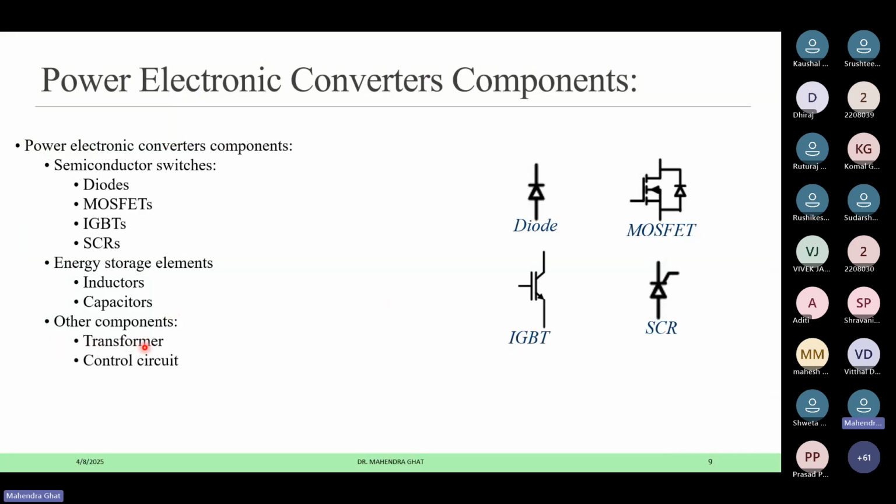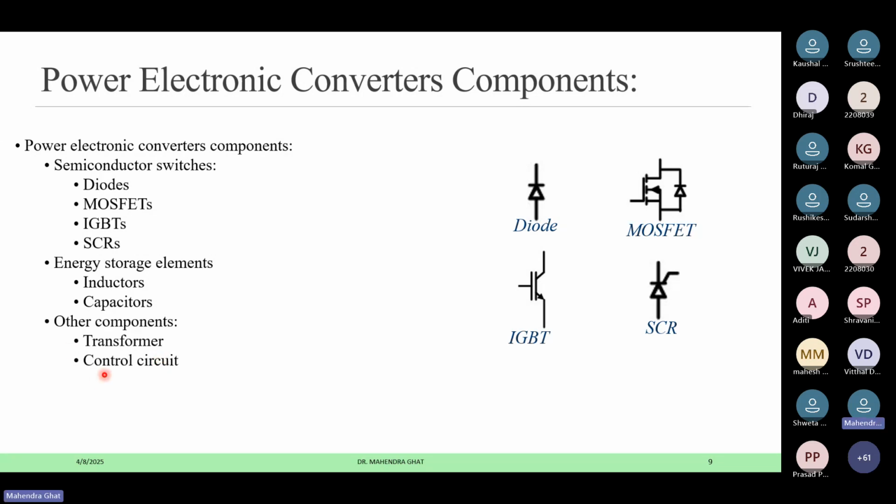So that's why I have written a transformer. Also the control circuit. This is the major thing we use in all power electronics, because whenever we have this type of switches, the gate pulses of these switches have to be controlled. And how will we control that? As per our output requirement, we have to control this switch. To control that switch, we require the control circuit.